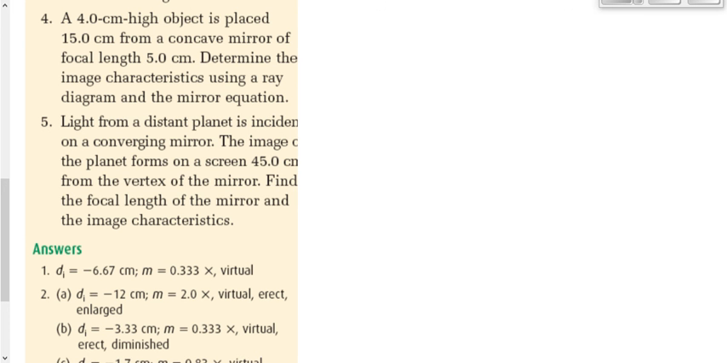Light from a distant planet is incident on a converging mirror. The image of the planet forms on the screen 45 centimeters from the vertex of the mirror. So DI is 45.0 centimeters. I want to find the focal length and the characteristics. We don't have much given to us, right? We do kind of have something else given to us if we read between the lines. What's DO? How far away is this planet?